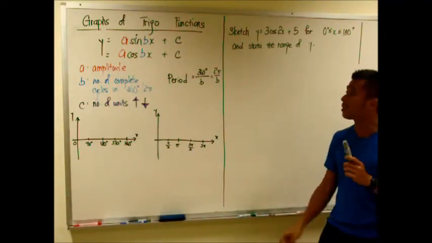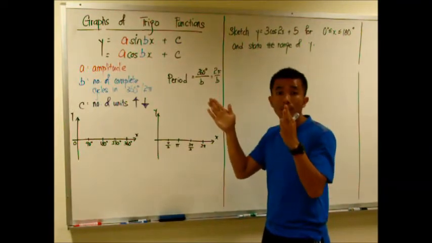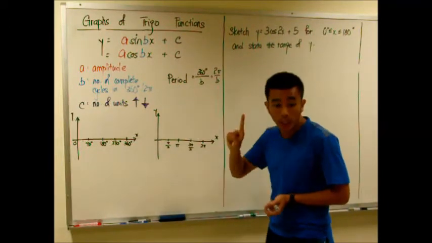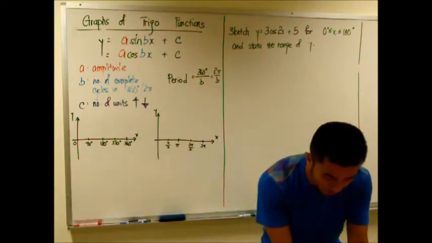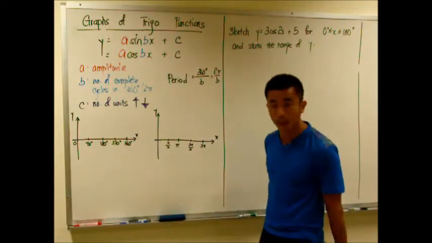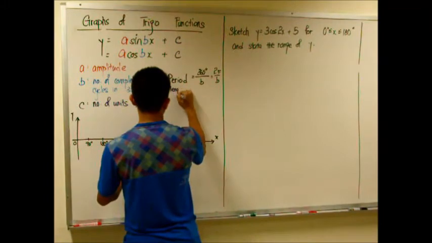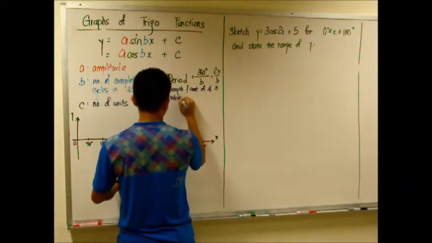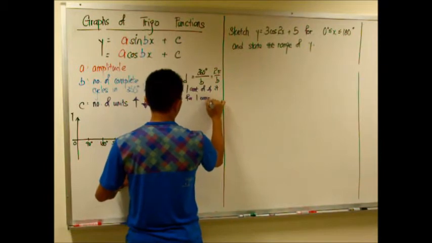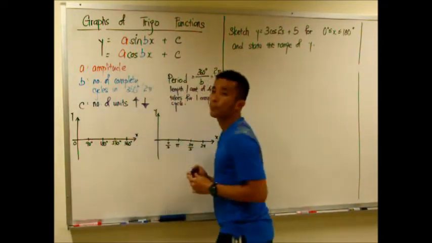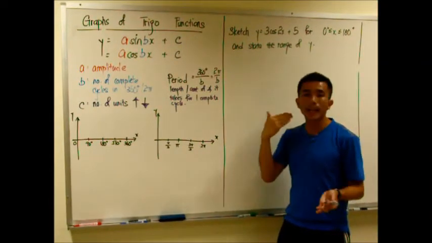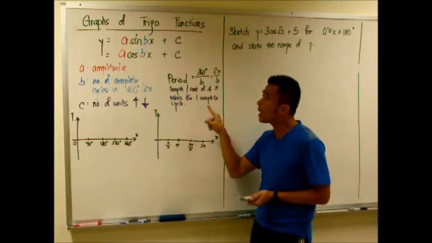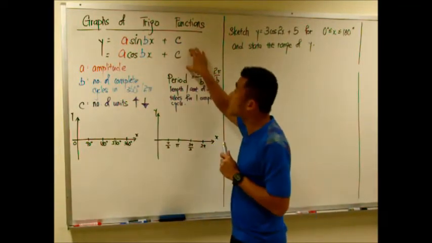I'm going to write it down now. Take note, the period is the amount of length it takes for one complete cycle. Or in other words, the amount of degrees for one complete cycle to finish, before the new cycle repeats again. So I say again, period is the amount of angle required, or the length it takes, for one complete cycle. With all this necessary information, you can solve most of the questions.